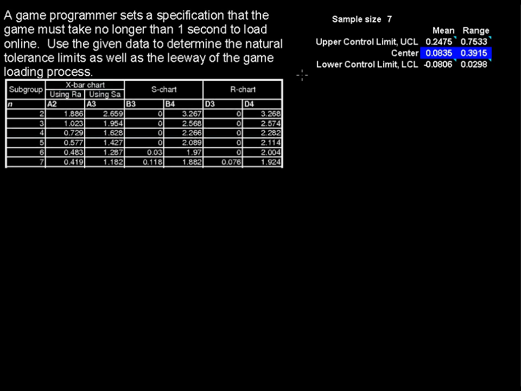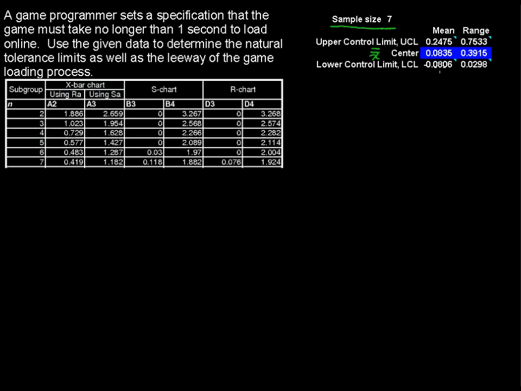This is an extension of a previous video where we looked at a software developer and the sample size of 7. So the software developer took a sample of 7 different load times each day and then found the average of each of those load times and then took the average of those averages. So the mean of the means is what we see here, the 0.0835.